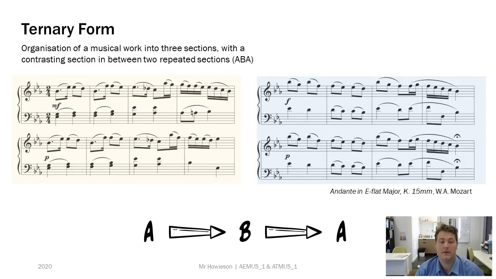Ternary form is the organisation of a musical work with three sections. Normally the Latin would be tri, meaning three, but this is a derivative, so ternary, three sections, with a contrasting section between two repeated sections. We're going to borrow our example from the world of classical music, and have a listen to Mozart's Andante in E flat major. You'll hear the yellow section, the A section, first, followed by our B section, or the blue bit, and then it comes back to the A, and we hear the A section again for the second time in its entirety.